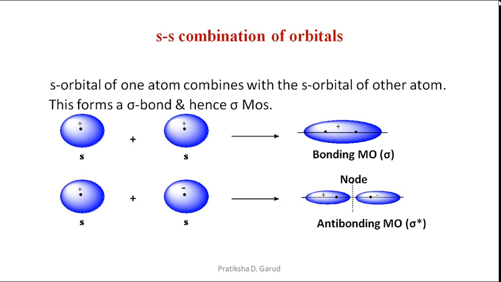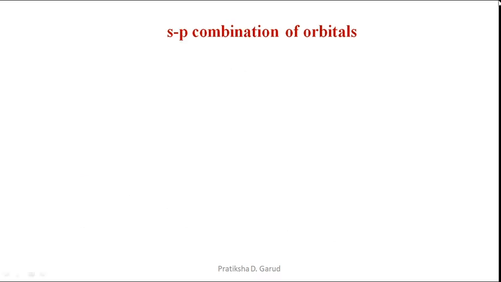So when two S orbitals, which are having the two atomic orbitals, the two atomic orbitals will be converted into two molecular orbitals. One is the bonding, another is the anti-bonding. So this is called as the SS combination of orbitals. This is the first type. Then let us move to the second type, SP combination of orbitals.